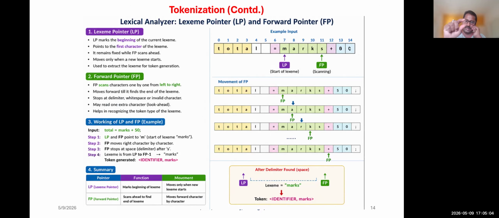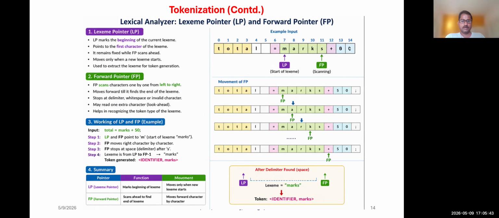The buffer has a number of cells, and the size of every cell is equal. Imagine the statement total equals marks plus 60 is loaded in the boxes: TOTAL, then space, equals, marks plus 60. Let us assume that total is already scanned. Now the pointers are looking for a new lexeme.